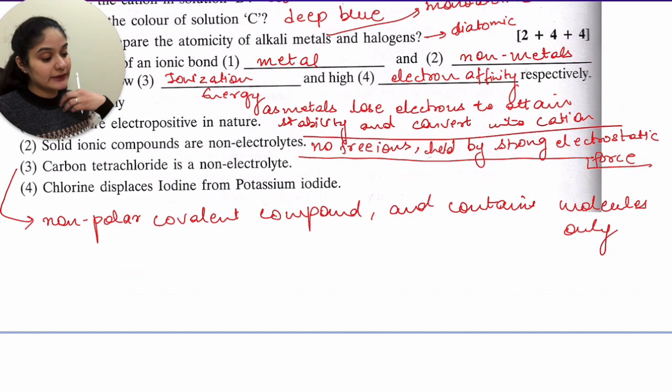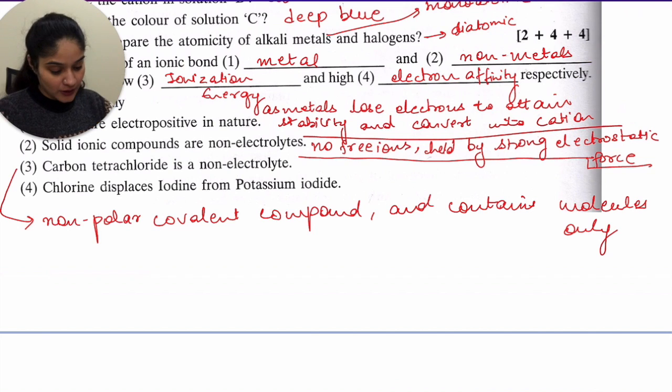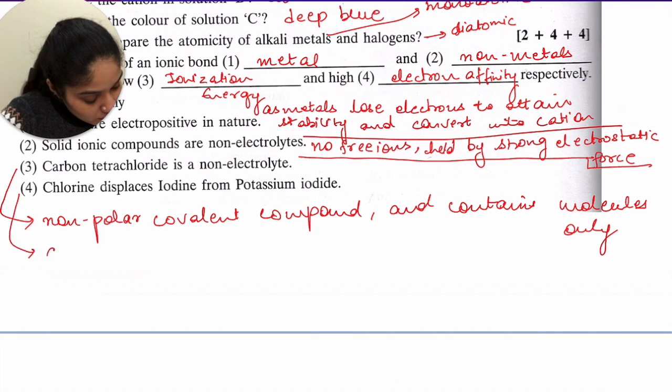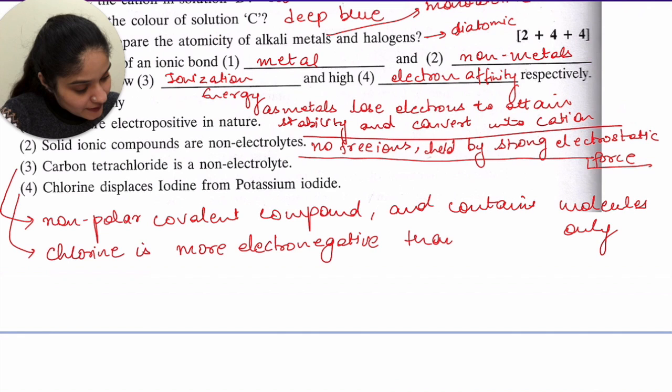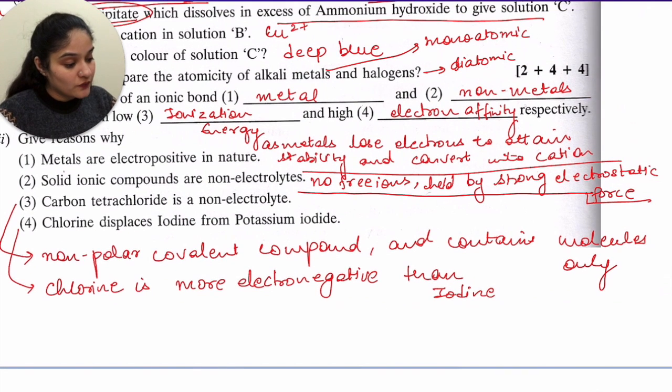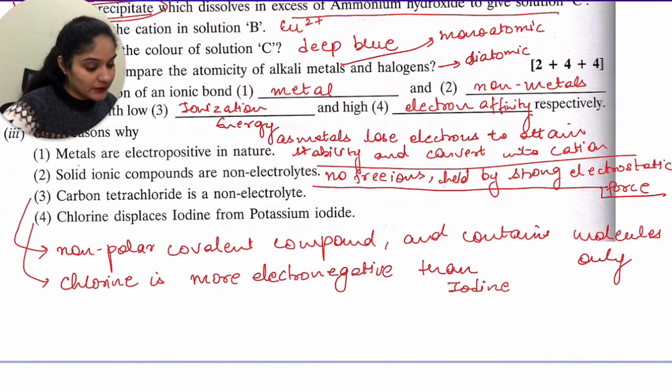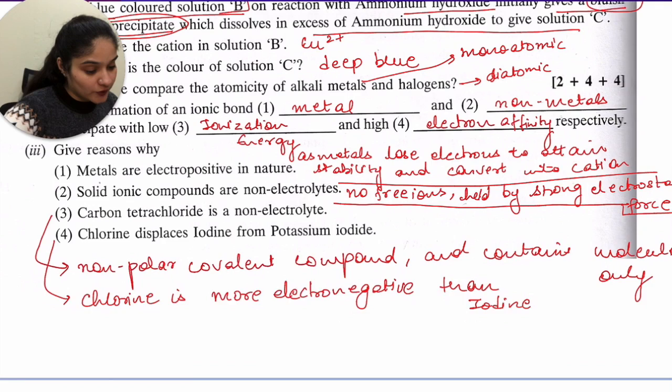Next, the question is chlorine displaces iodine from potassium iodide. That is because chlorine is more electronegative than iodine. Okay, so this question was for 2 plus 4 plus 4 marks. So you can easily see, 2 marks were for the first portion.